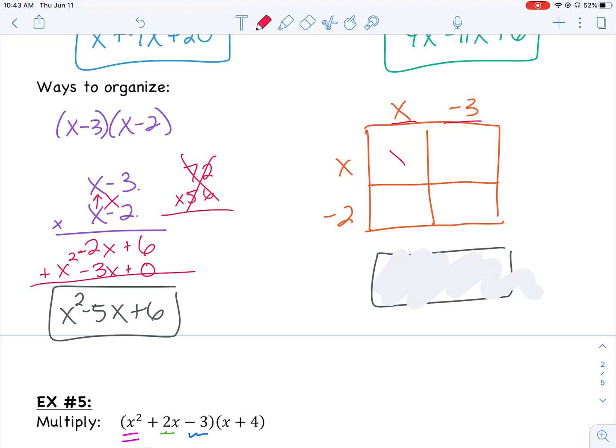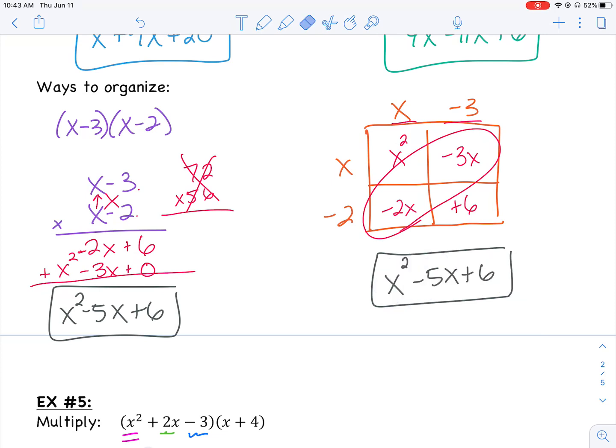And then what we're going to do is simply multiply the row by the column. So x times x is x squared. X times negative 3 is negative 3x. Negative 2 times x is negative 2x. And negative 2 times negative 3 is a positive 6. From there, we can start combining like terms if we have any in the different boxes. I notice that I have a negative 2x and a negative 3x. And so my final answer is x squared minus 5x plus 6. That's another way of keeping yourself organized. You might like that way better.